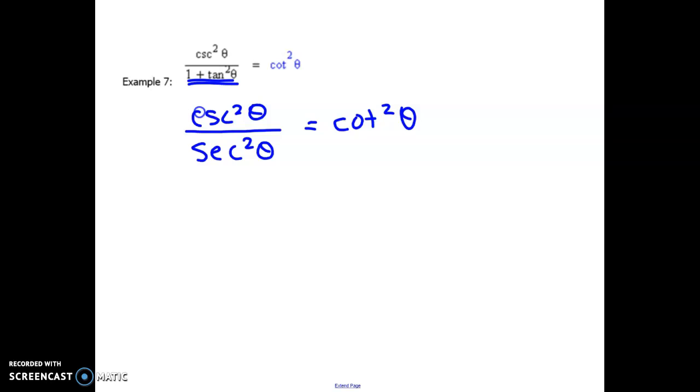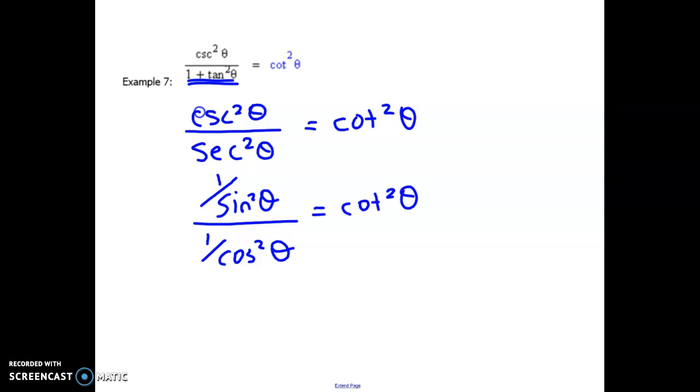This is kind of a tricky spot, but remember, if you're ever stuck, change things into sine and cosine. So I know cosecant is the same as 1 over sine, and cosecant squared would be the same then as 1 over sine squared. So I'm going to change cosecant squared into 1 over sine squared. Then I'm going to change secant squared into 1 over cos squared.